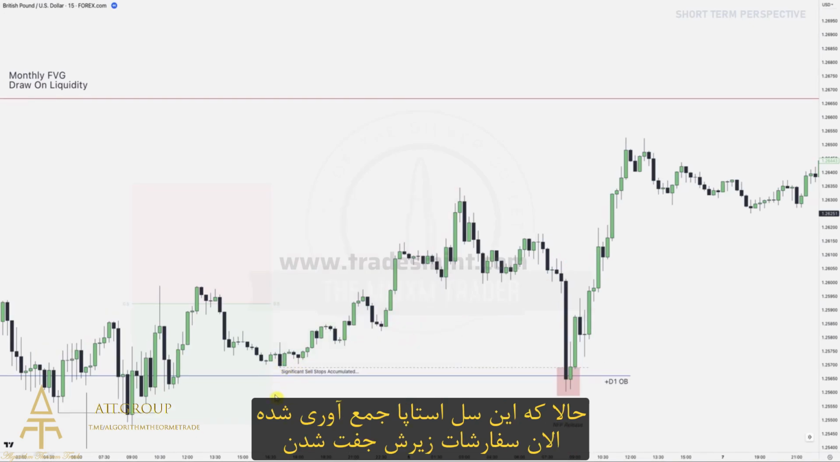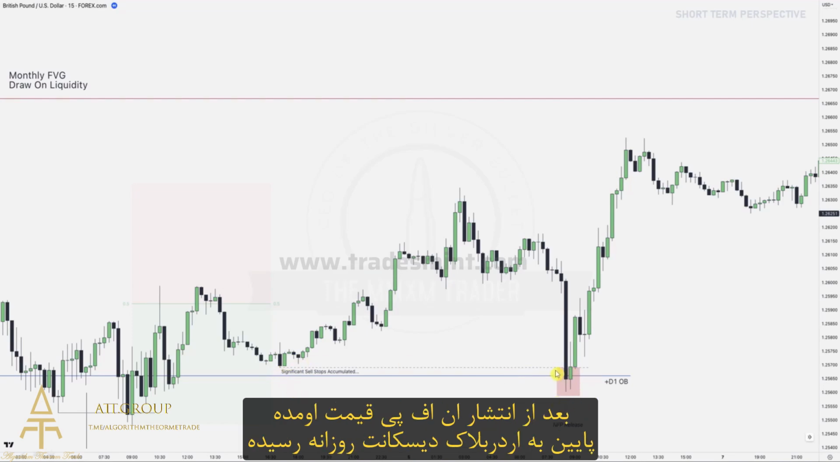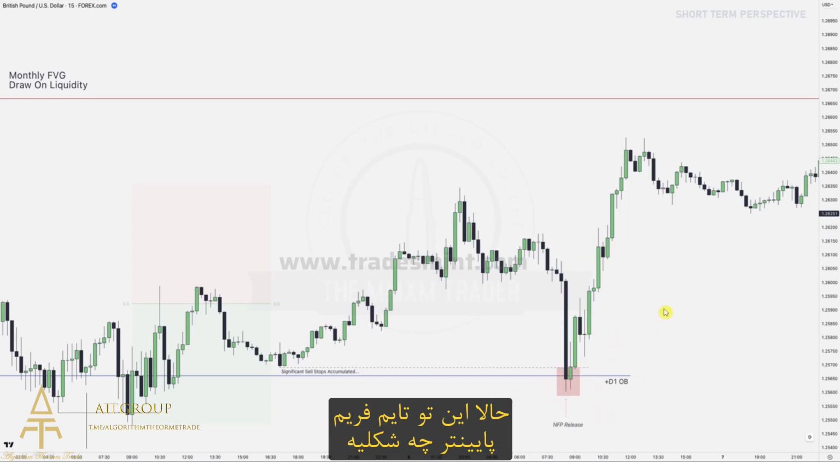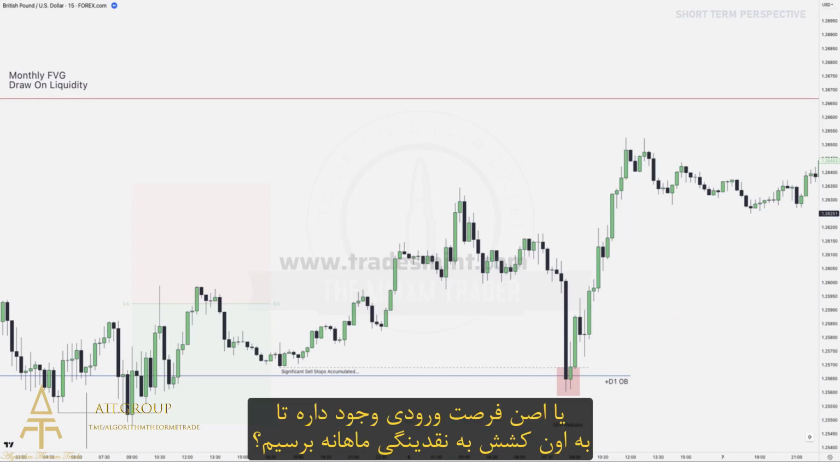So now we've accumulated those significant sell stops, right? We have order pairing below it after that NFP release, dropping down into the daily discount order block. And then over here we can see order pairing happening and then continuation up. So how does that look on a lower time frame? And can we even trade this? Is there an opportunity to get in and go for that monthly drawn liquidity, that monthly fair value gap?